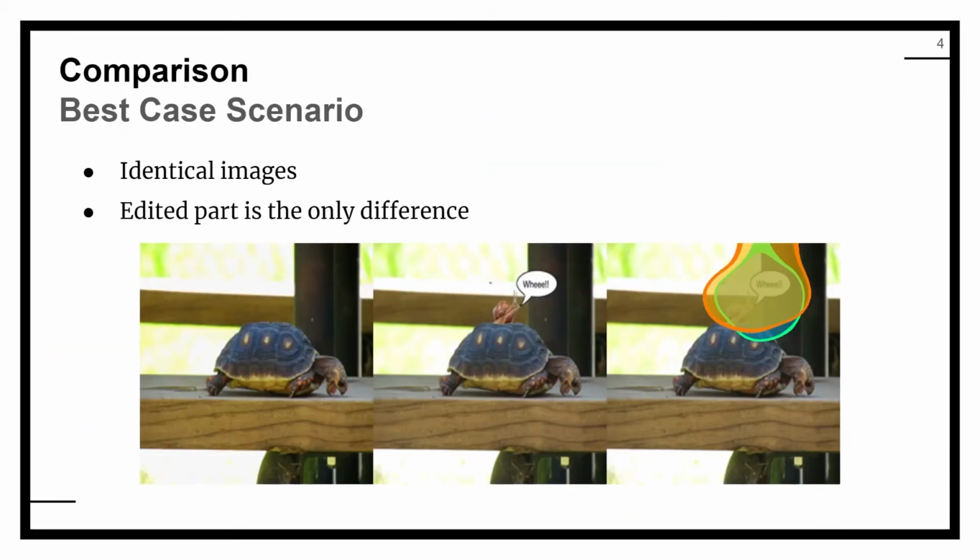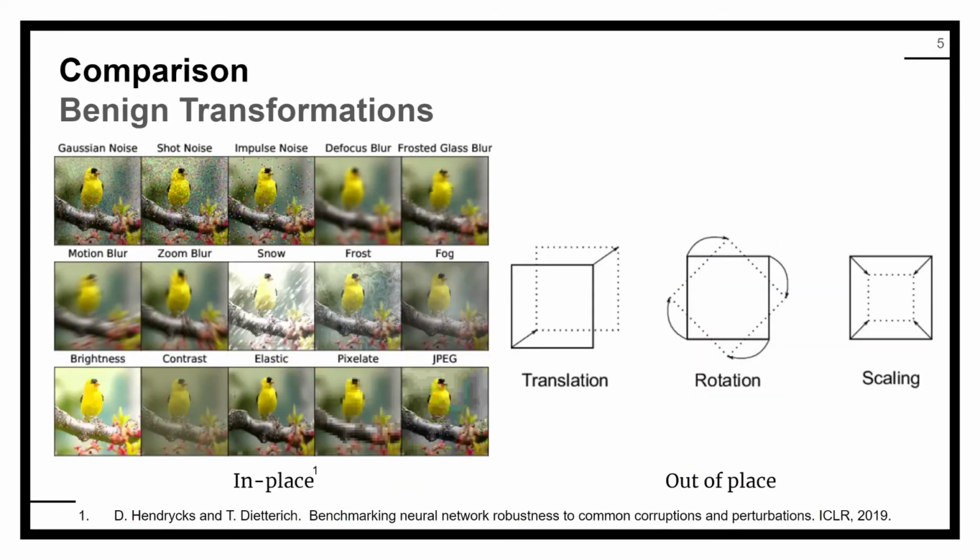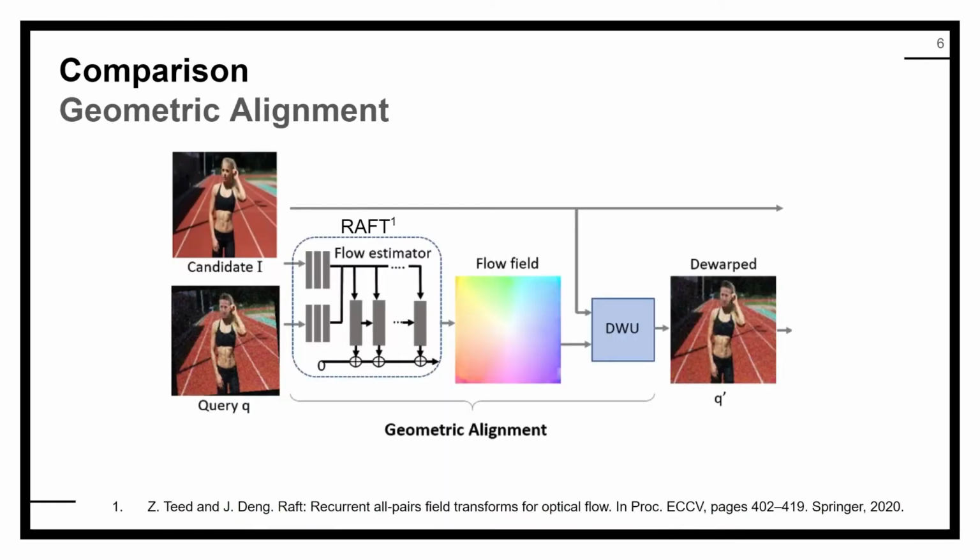For comparison, the best case scenario is fairly trivial. Assuming the original image is available, the edited part can be obtained by simple subtraction of one image from another. However, the query may be subjected to multiple in-place and out-of-place transformations, to which we refer to as benign transformations. For in-place transformations, we use the same augmentations as in ImageNet-C, and random translation, rotation, and scaling for out-of-place transformations. To account for out-of-place transformations, we use a de-warping unit that relies on an optical flow between the query and the original to align them. We use RAFT for flow estimation, but it could be swapped for any other optical flow network.